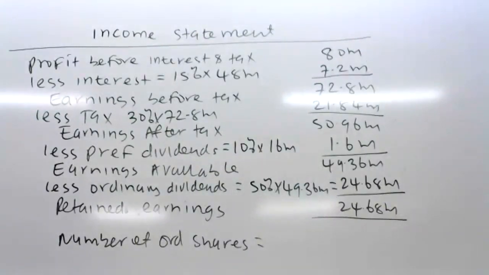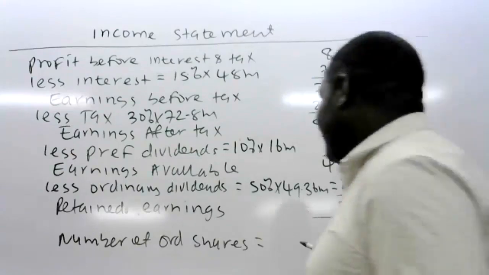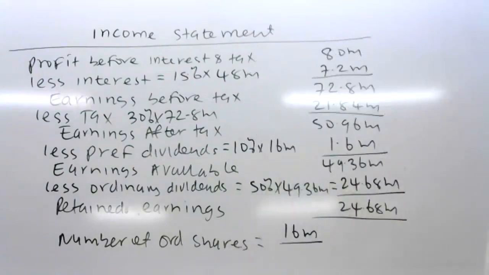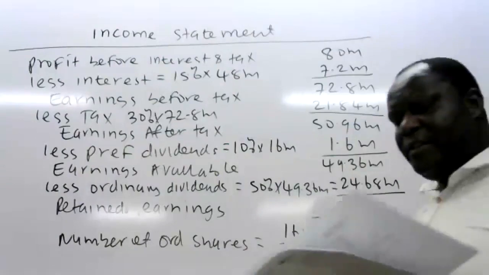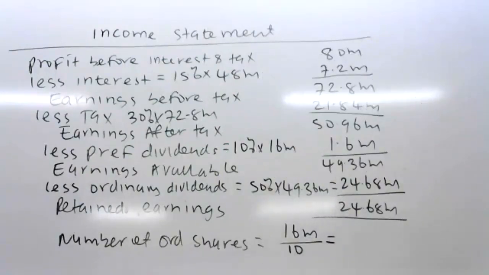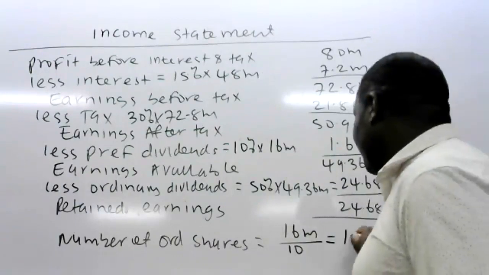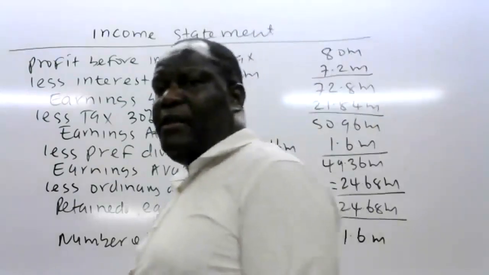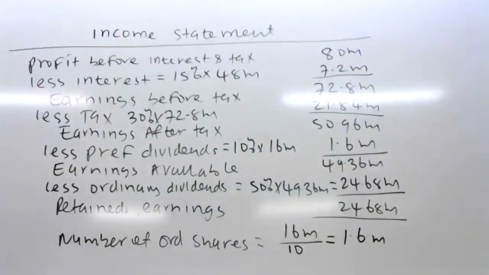Are you able to see the ordinary share capital? Remember how much? 16 million. But the par value per share is how much? 10. So it will give us 1.6 million ordinary shares.